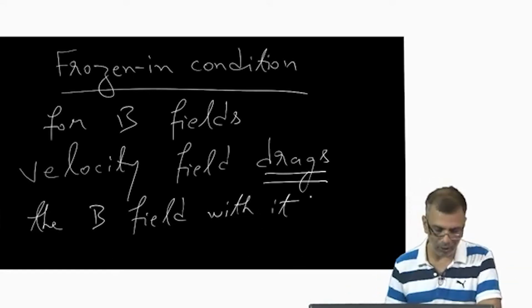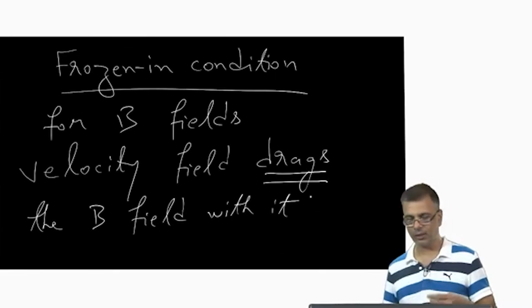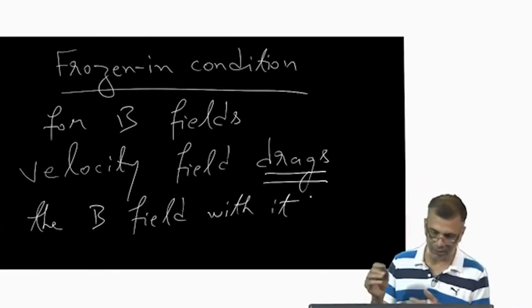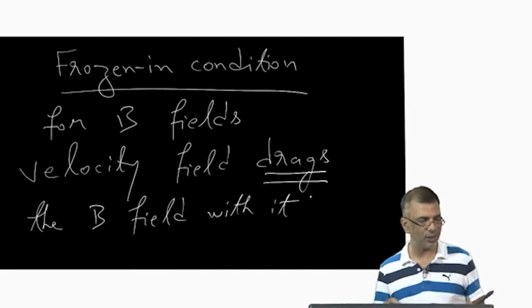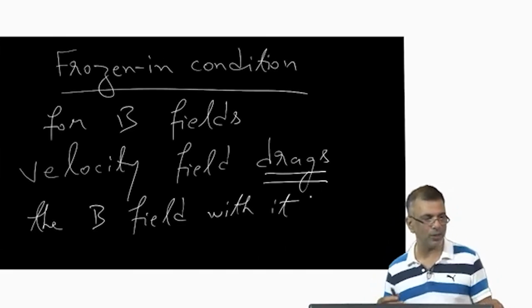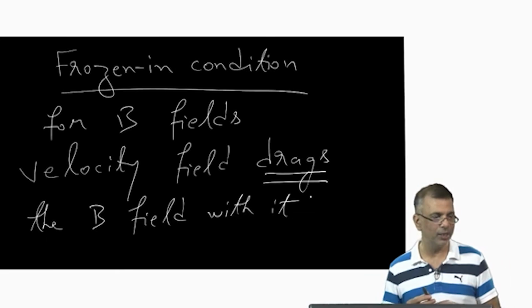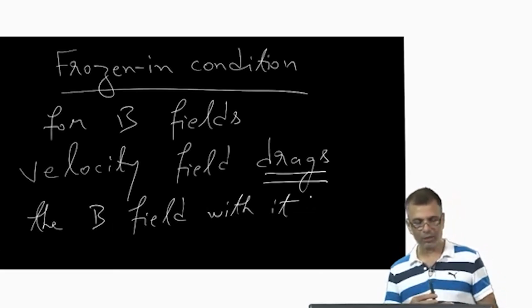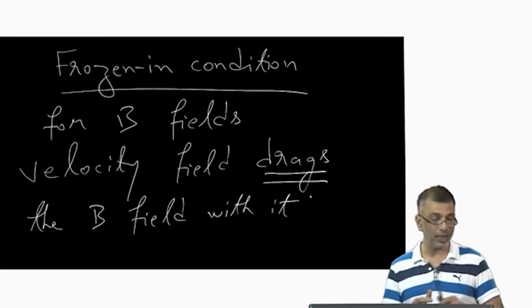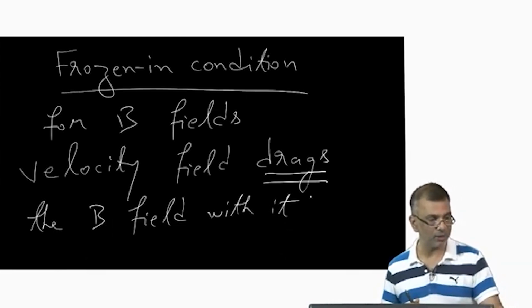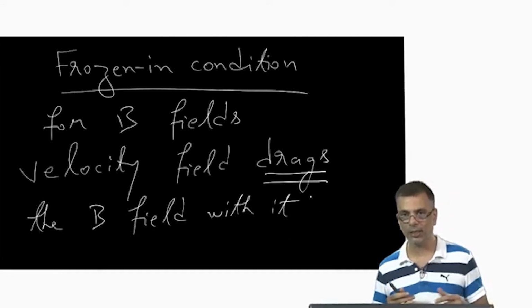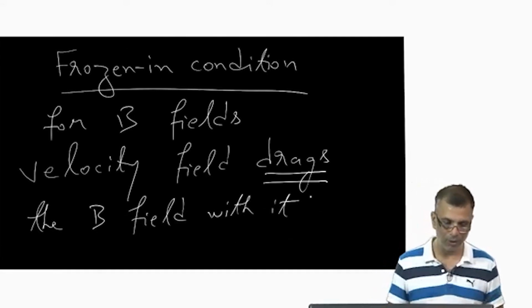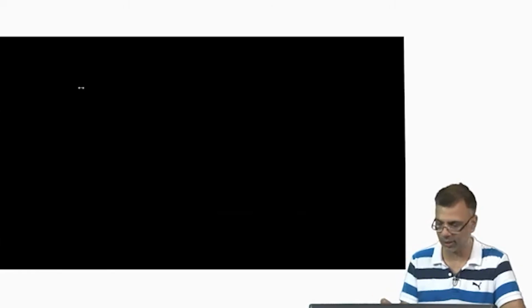The frozen-in condition essentially says that the velocity field drags the B field with it, so let us try to see, given this, what components of the magnetic field can be generated and how the overall magnetic field is sustained. Right now, there is something called an anti-dynamo theorem, and I am not going to elaborate on what this is. You can Google it. It's called Cowling's anti-dynamo theorem.